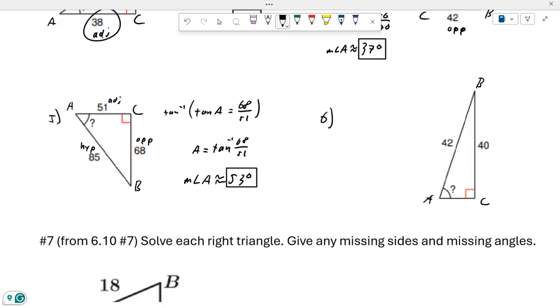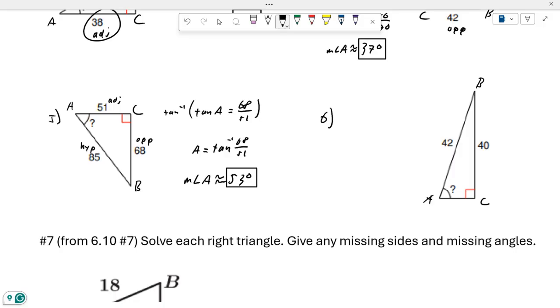All right, and question 6. Question 6 is similar to 1, 2, and 3, in that we're only given 2 sides. Even though we could use the Pythagorean theorem to solve for the third side, it doesn't really make any sense to do so because it's perfectly fine just to use the 40 and the 42.